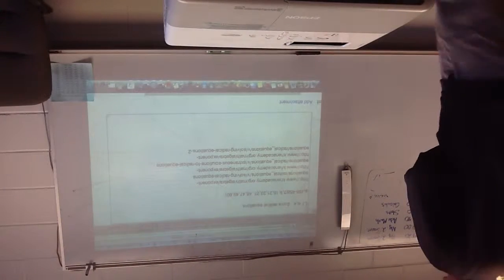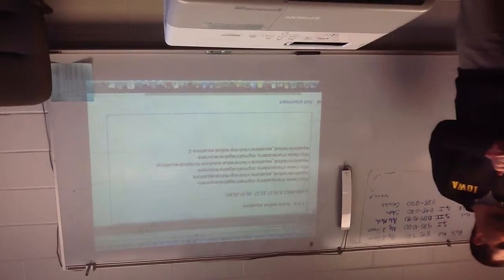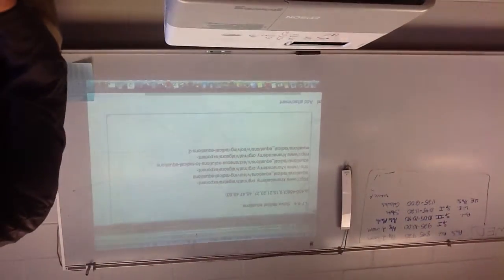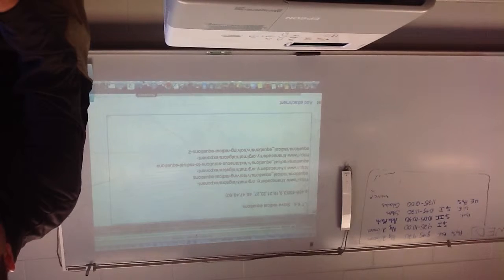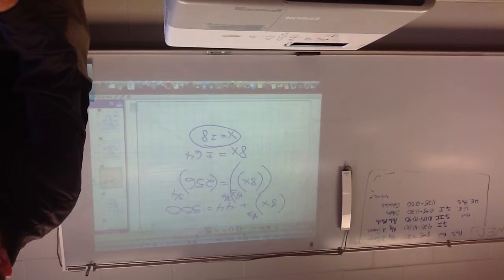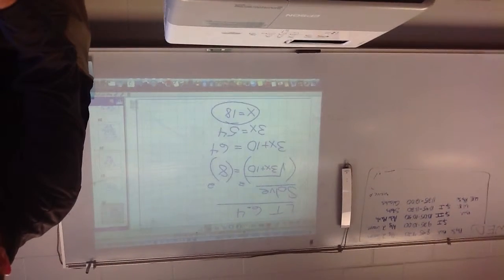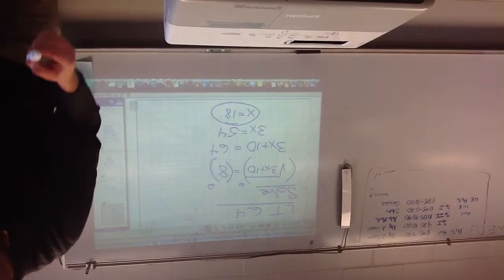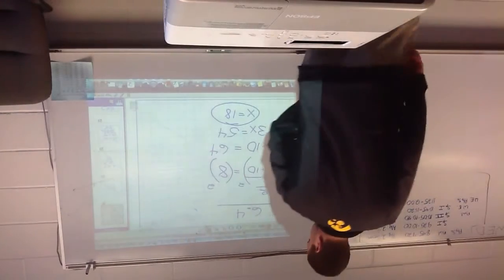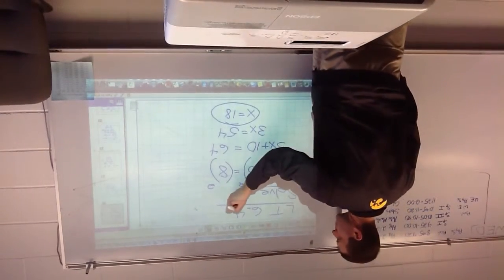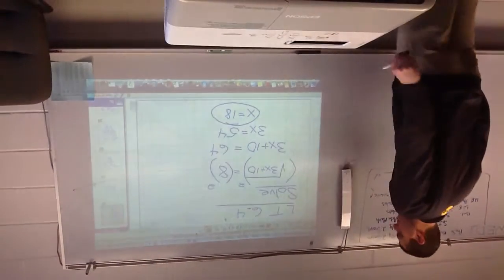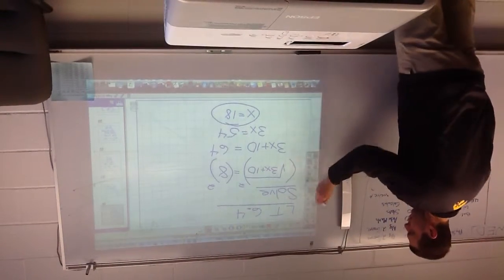Okay, so learning target 6.4, solving radical equations. So we're just going to be solving for x here, okay? I'm going to do a bunch of examples with you. Alright, so we'll start off really simple here.